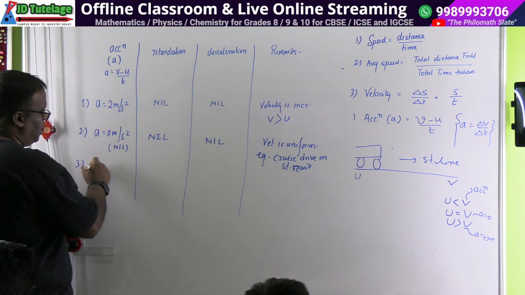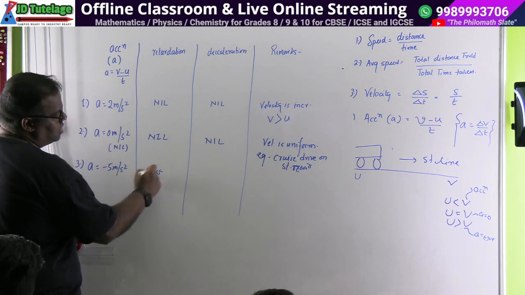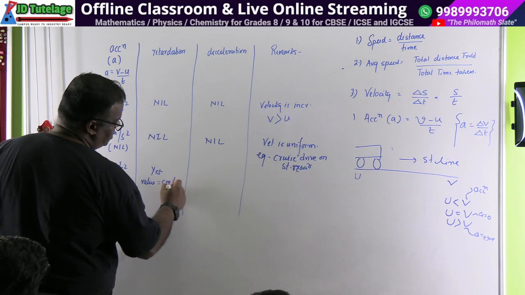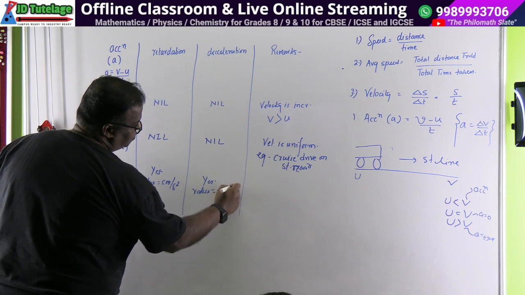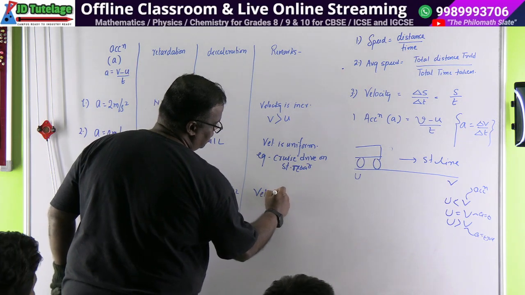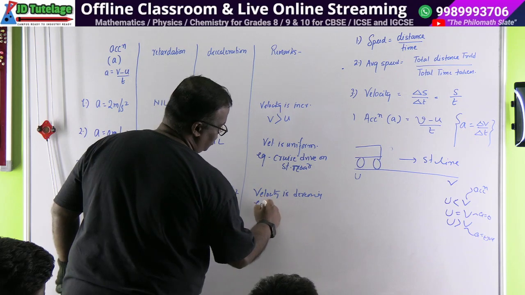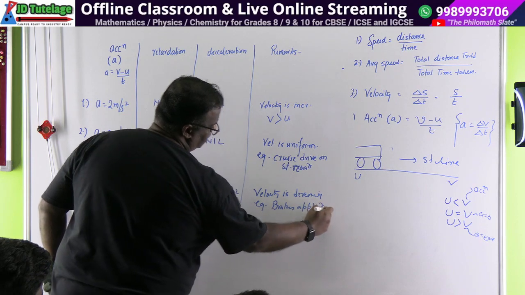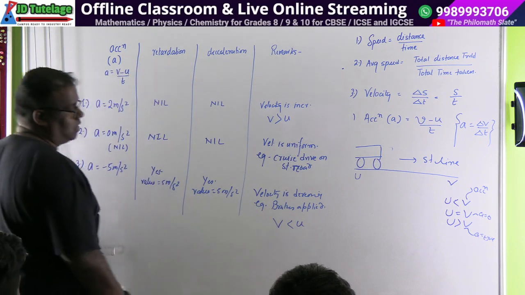Number 3, a is equal to negative 5 meter per second square. Retardation, yes, value is equal to 5 meter per second square. Deceleration, yes, value is equal to 5 meter per second square. What is the remarks? We will say velocity is decreasing. Example, brakes applied, and here final velocity will be less than initial velocity.